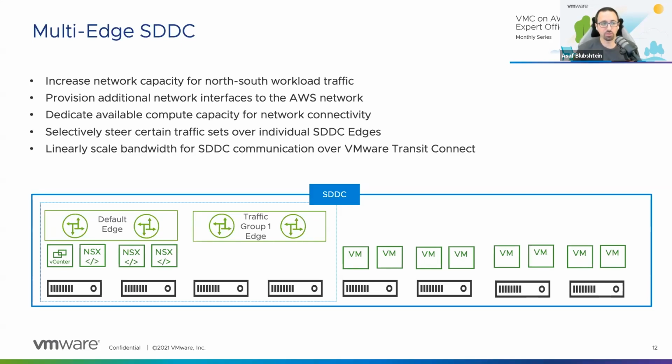I believe that you can add multiple tier 0s and multiple multi-edges if you want to steer traffic in multiple directions, or separate it even more. And you just need to make sure that there are enough hosts in the cluster, in cluster 1 specifically, to run those additional edges. And you can go to the next slide.